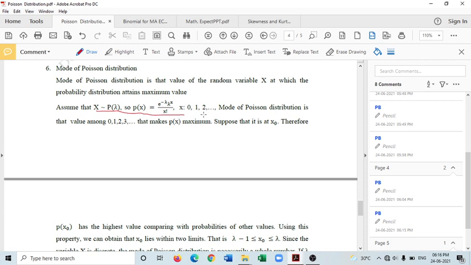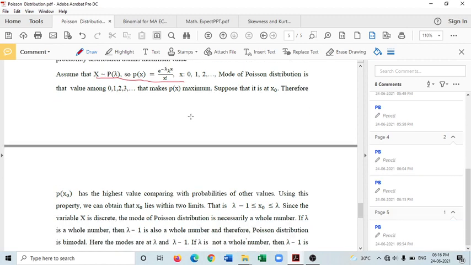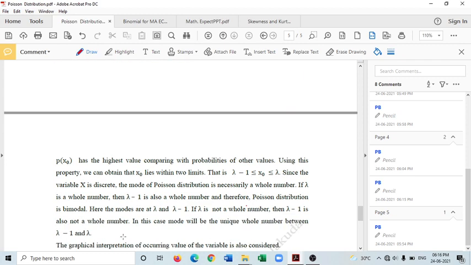Once we know the constant of the Poisson distribution, without a separate derivation for mode, from that constant we can obtain its mode. So we can derive a set of limits within which the mode will lie. We can see that in Poisson distribution, the mode lies within the two limits lambda minus 1 and lambda. That is, the mode lies within the two limits lambda minus 1 and lambda.